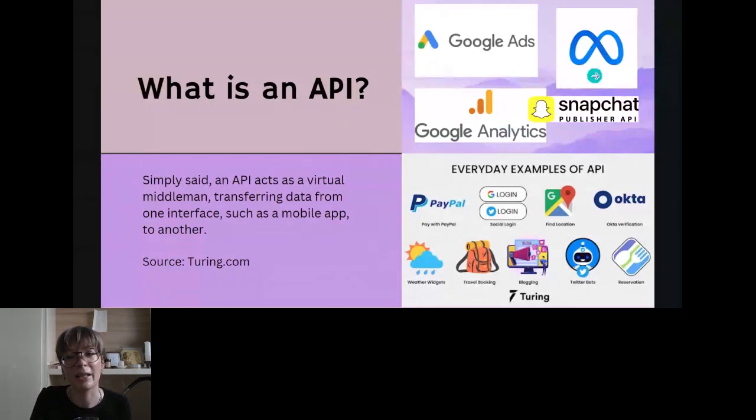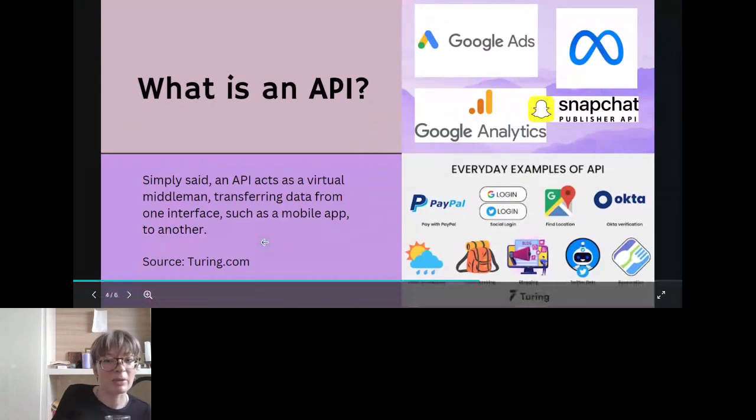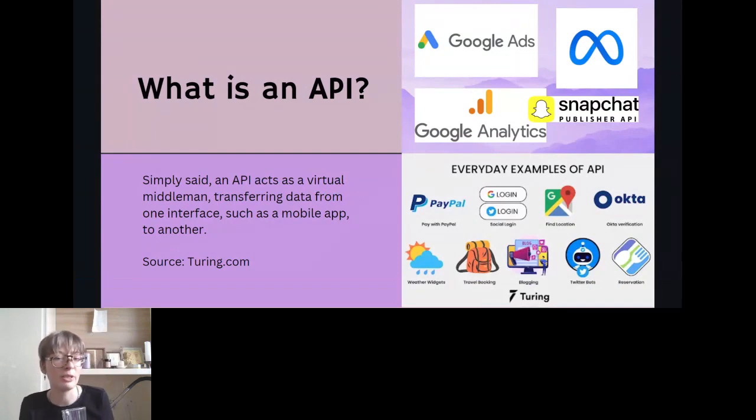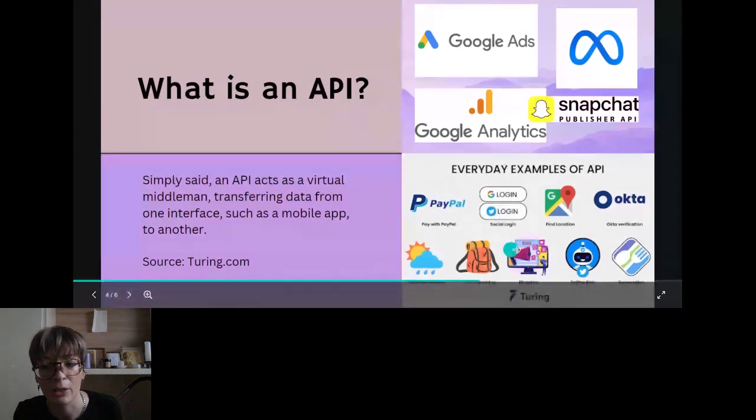And yeah, just to briefly explain what that entails, marketing API can be, for example, Google Ads. There are Meta Ads. There are Snapchat APIs. There are publisher and conversion APIs. For example, there is Google Analytics. And if we take one step up, Turing.com refers to an API as a virtual middleman transferring data from one interface, such as a mobile app, to another. And a more general example of an API could be something like PayPal. It could be something like a login. It could be something like Google Maps, that kind of thing.